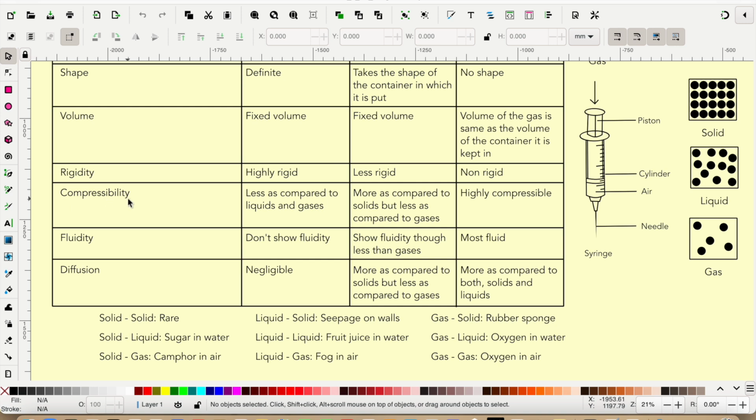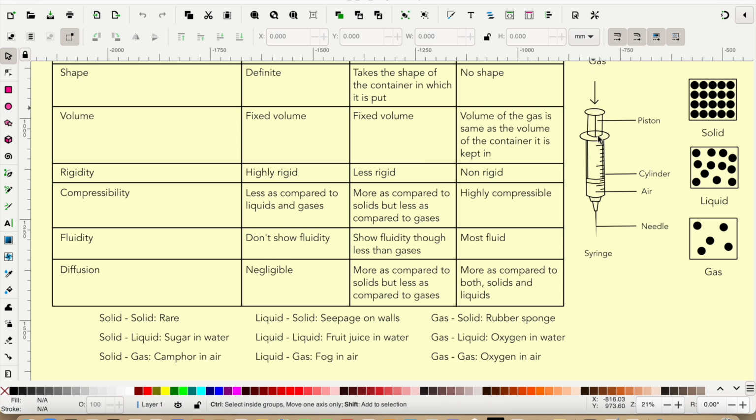The next property is compressibility. Let us understand its meaning first. This is a syringe which is made of three parts. The middle part is the cylinder, the upper part is the piston and the bottom one is the needle. When the piston is pushed down the cylinder, pressure is increased on the air inside and its volume decreases. As a result, air gets compressed. If liquid is filled in place of air, more force is required to push the piston. If solid is put in the place of air, probably the piston may not get pushed down at all. So we can say gases are most compressible and solids are least compressible.